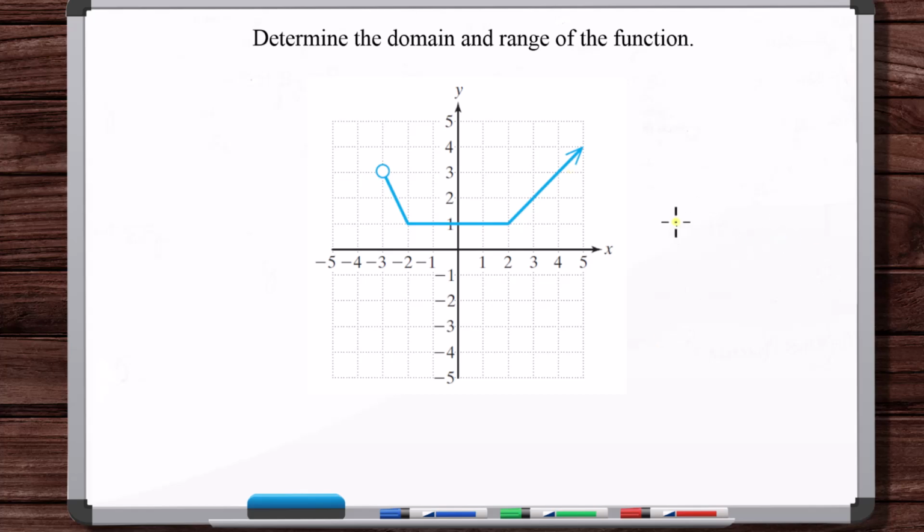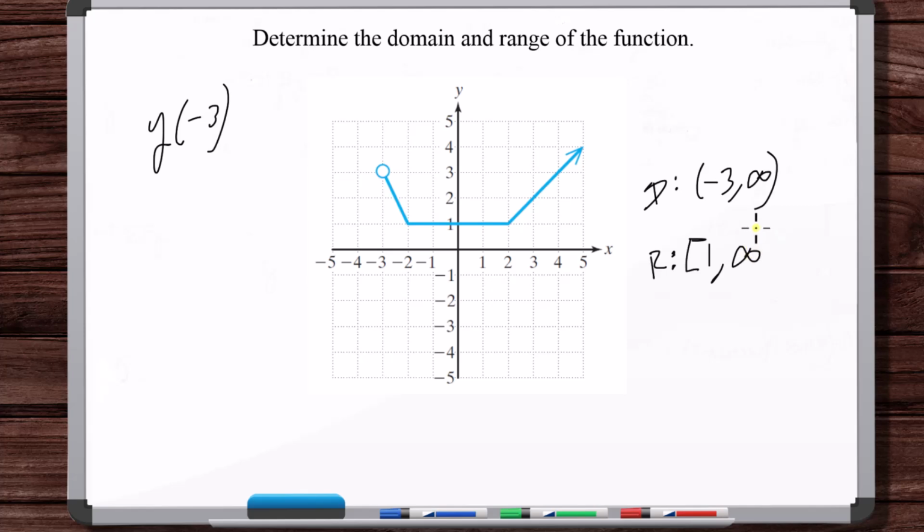So the domain is, let's see, you can input anything from minus 3 to infinity, not including minus 3. Because we have an open circle here. If you tried to input y of minus 3, there's no output. Okay, the range we can see is anything from 1, including 1, to infinity. You can get any value from 1 to infinity.